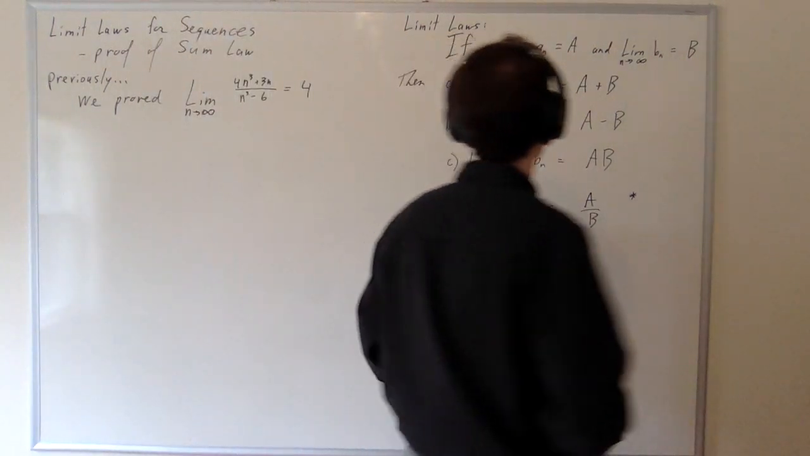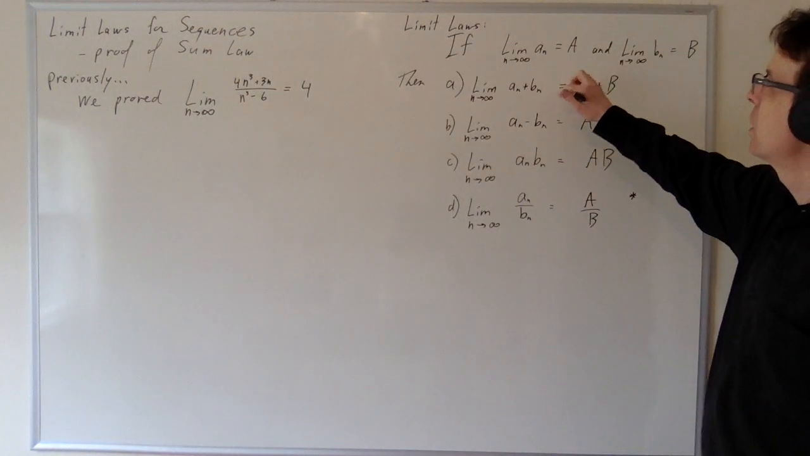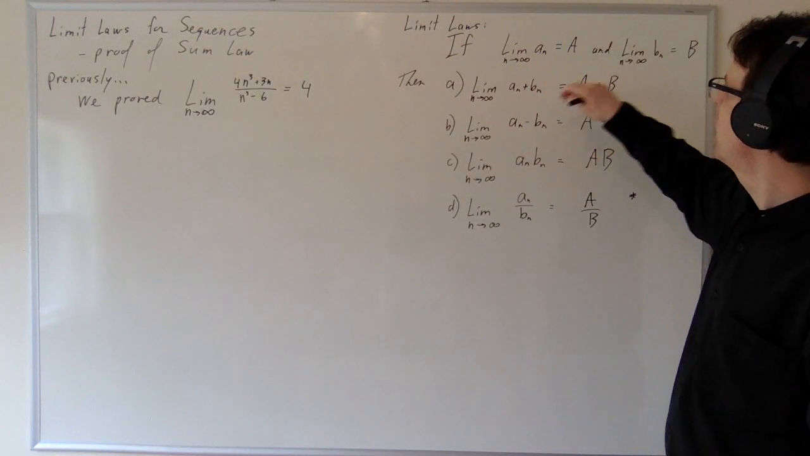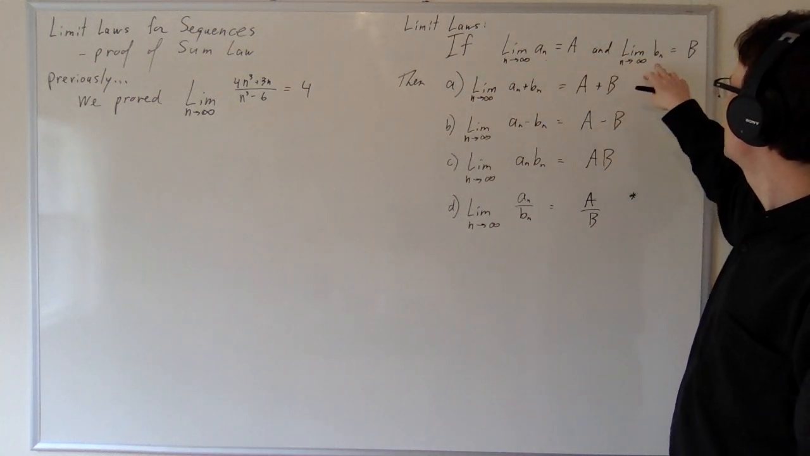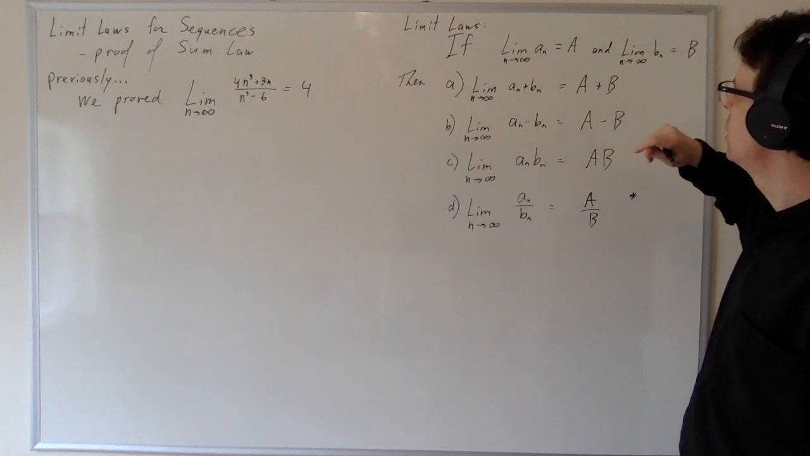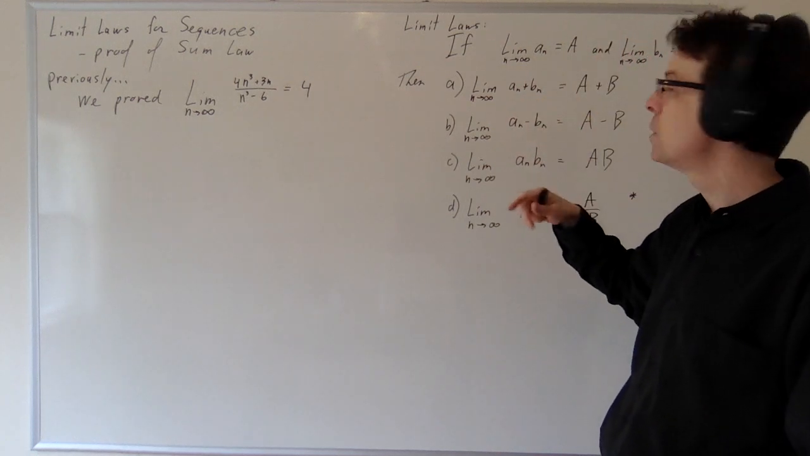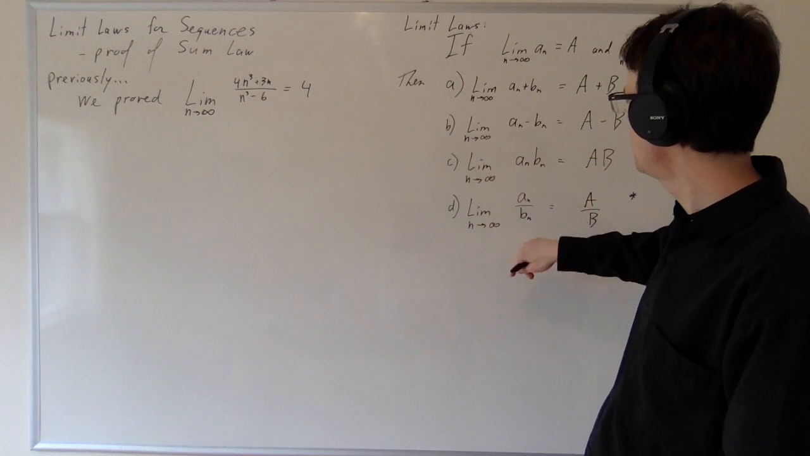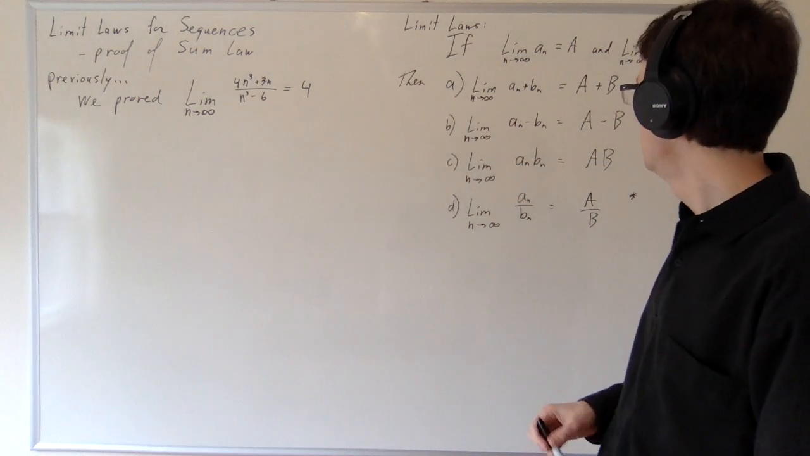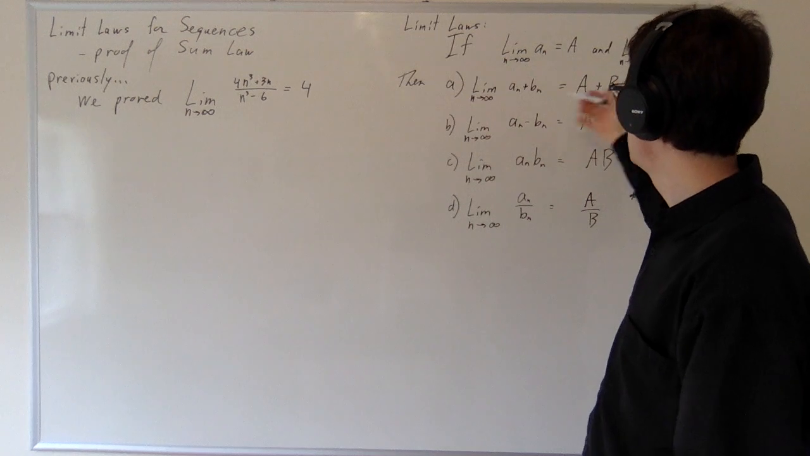So the limit laws are going to take this form. If we have two sequences, a sequence a_n and a sequence b_n, and we know the limit of the sequence a_n is a, and we know the limit of the sequence b_n is b, then we can predict the limits of the sequences a_n plus b_n, a_n minus b_n, a_n times b_n, and a_n divided by b_n. And it turns out to be what you would expect.